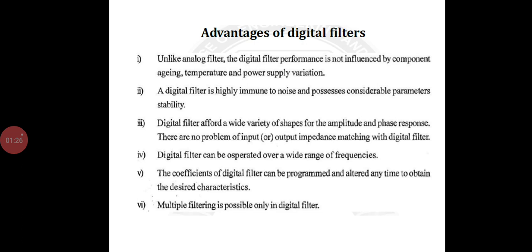Some of the advantages of digital filters are, unlike the analog filter, the digital filter performance is not influenced by component aging, temperature and power supply variation. A digital filter is highly immune to noise and possesses considerable parameter stability, and digital filters offer a wide variety of shapes for the amplitude and phase response. There are no problems of input and output impedance matching with digital filters. A digital filter can be operated over a wide range of frequency, and the coefficients of digital filters can be programmed and altered anytime to obtain the desired characteristics. Multiple filtering is possible only in digital filters.